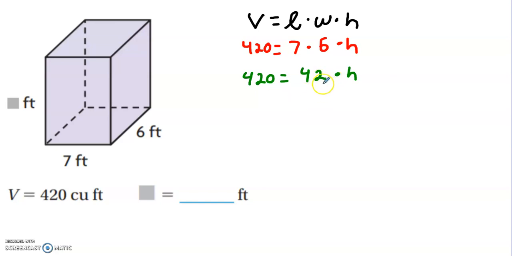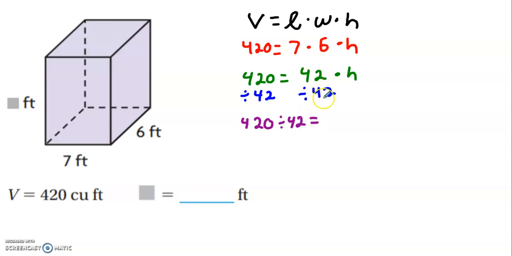I can do the opposite. So since here I'm multiplying, I want to divide by 42. I want to get that h alone. But remember, what I do to one side, I need to do the other side. So I need to divide by 42 here. So when I do that, I have to rewrite this as 420 divided by 42.